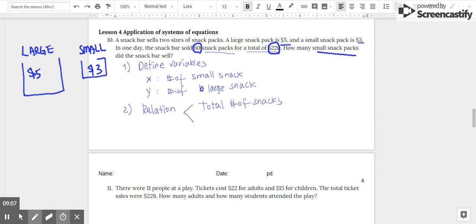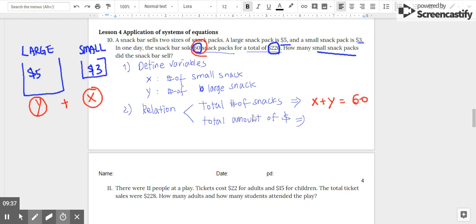And we also know the total amount of money that you earn, right? So let's think about the total number of snacks. You sold x number of small snacks, and then you sold y number of large snacks. So the total number of x and y, small and large, is going to be x plus y is going to be how many? 60.